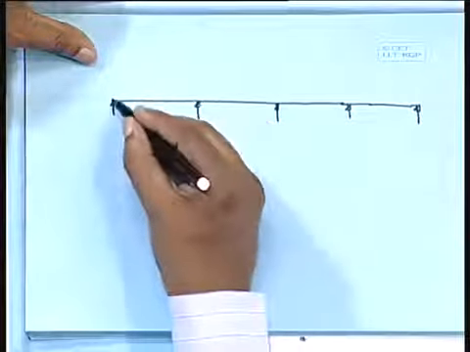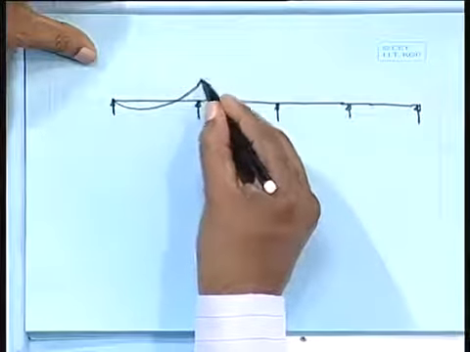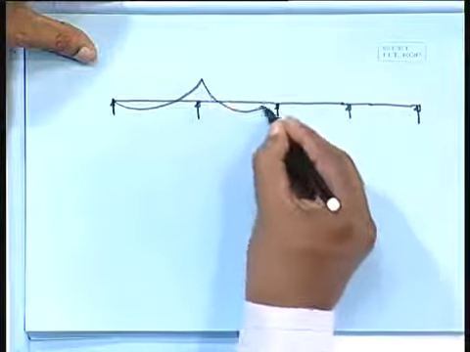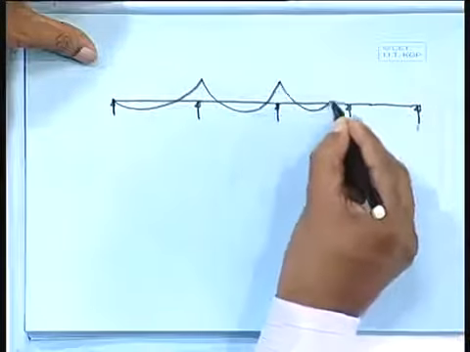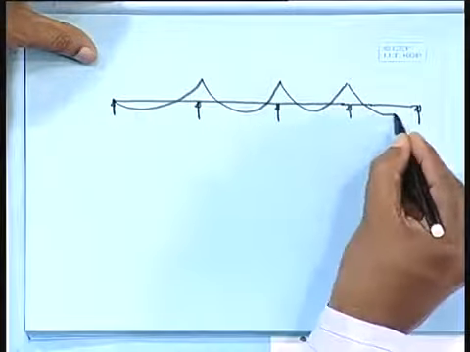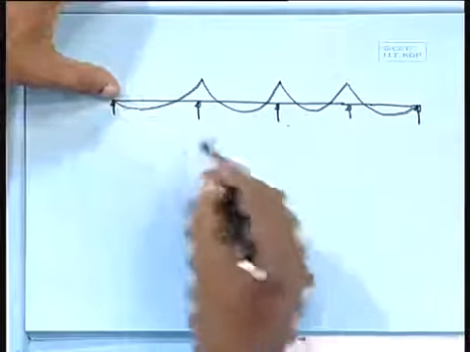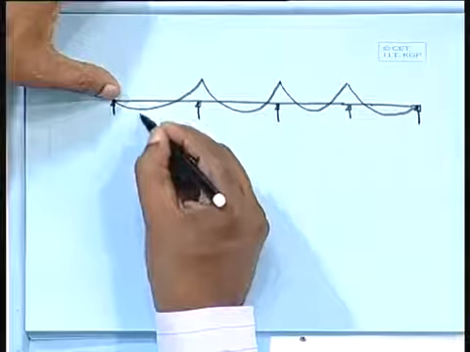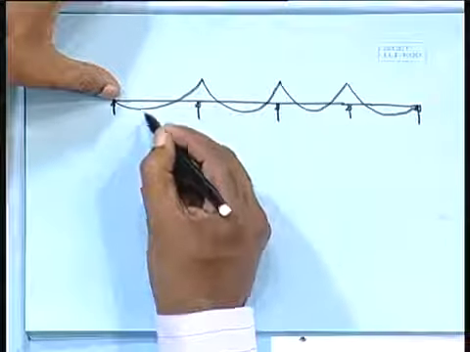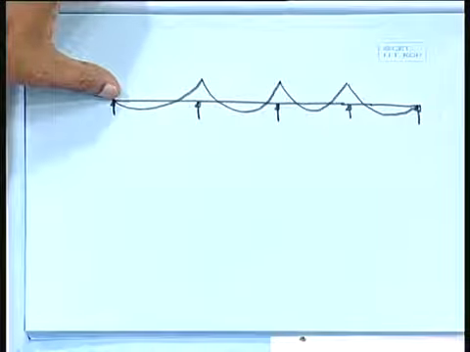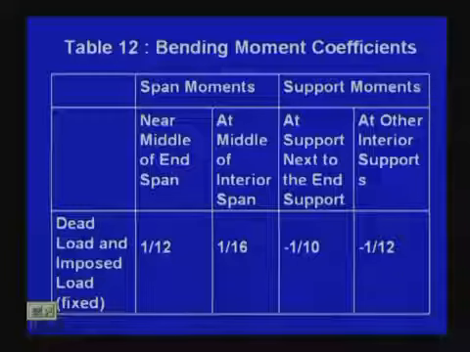Because the bending moment diagram, sometimes for a uniformly distributed load, will go like this, and here it ends, because at this end we do not have any bending moment. So it will be near the middle, not exactly in the middle, of the end span, and there we have to take that 1 by 12 coefficient.